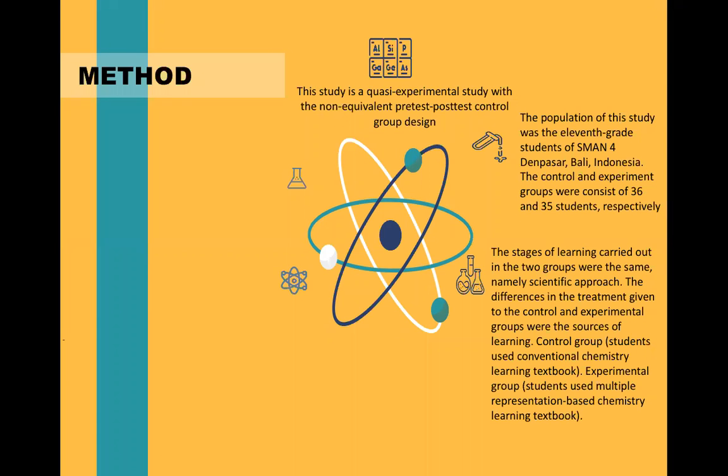The stages of learning carried out in the two groups were the same, namely the scientific approach, but the difference in the treatment given to the control and experimental groups was the source of learning. In the control group, students used a conventional chemistry learning textbook, which is the common textbook used by teachers. And in the experimental group, students used the multiple representation-based chemistry learning textbook.